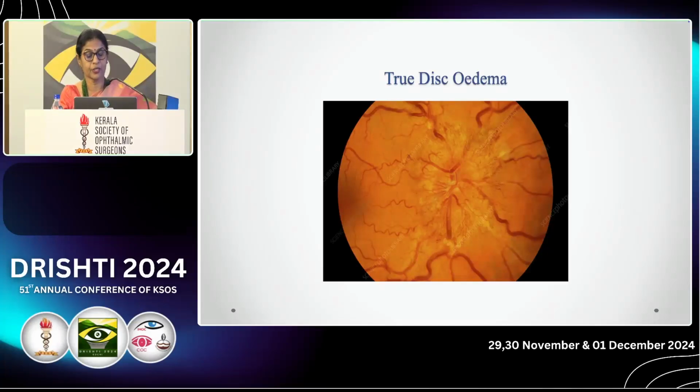Now look at this. You can see the disc is elevated. It's hyperemic. The cup is full. The vessels are dilated and tortuous. The margins are all blurred. There is obscuration of vessels at the disc margin. You also see hemorrhages, exudates, and edema in the peripapillary region. And this is a true edema.